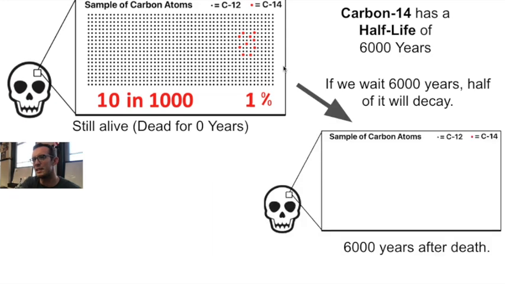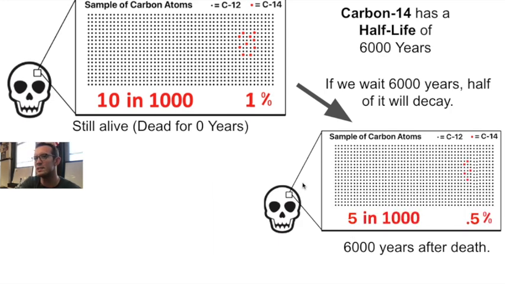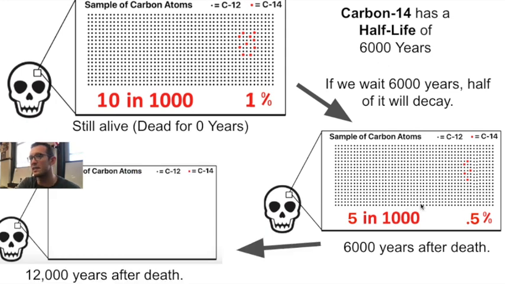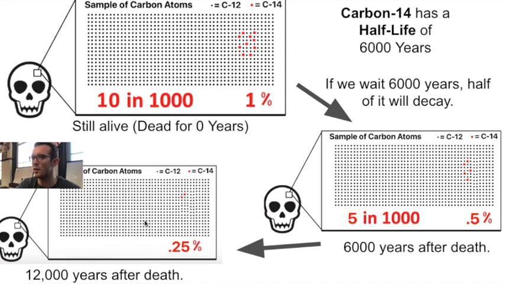And so if we were to take a sample of carbon from the skull that was 6,000 years post-death, we would see that, again, half of that carbon-14 would have decayed. It would be gone. And so every 6,000 years, these atoms go through another half-life. So if we waited another 6,000 years, that's 12,000 years total now after death, we would see that another half of the carbon-14 atoms would have decayed back into nitrogen.